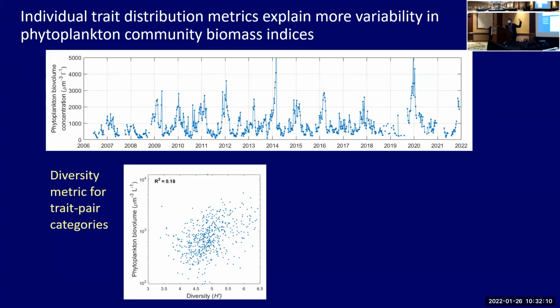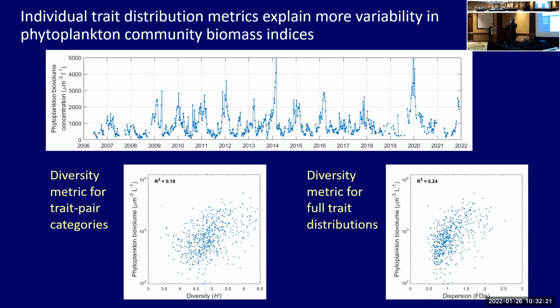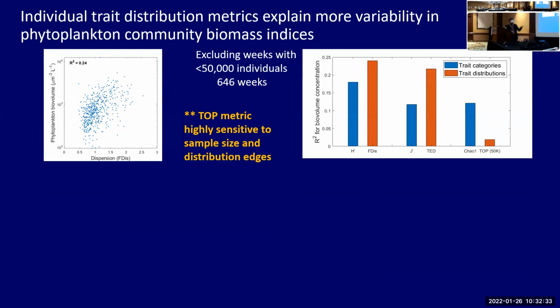When we look at the trait category approach, a small but significant amount of the variance in total biomass can be explained by changes in overall diversity. When we extend to that full trait distribution metric, so the dispersion metric, a larger fraction of the variance in the total community biomass is explained. You see that summarized in the first two bars of this histogram. It's the correlation coefficients, where the red bar is the dispersion metric that's based on the full trait distribution. A similar pattern emerges when we look at the evenness metric.